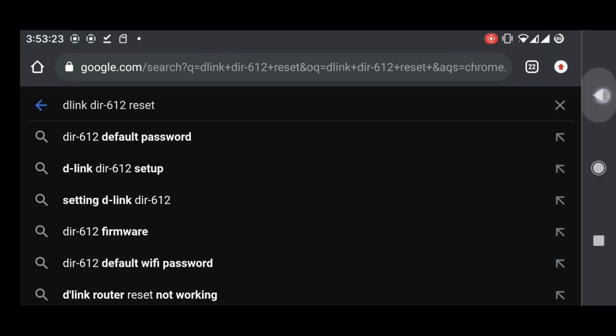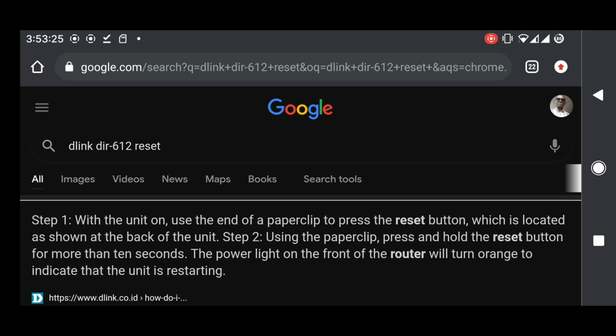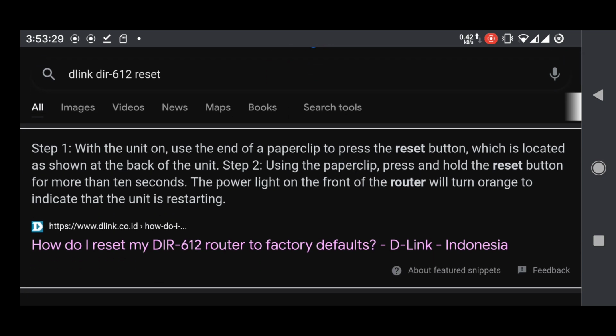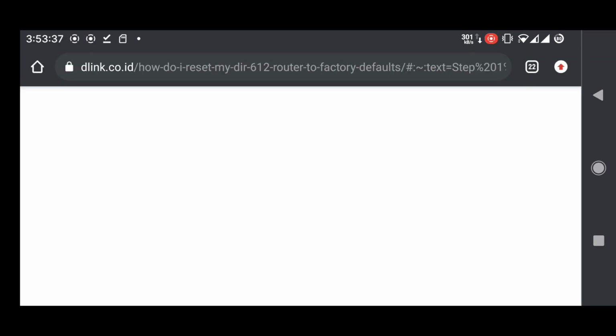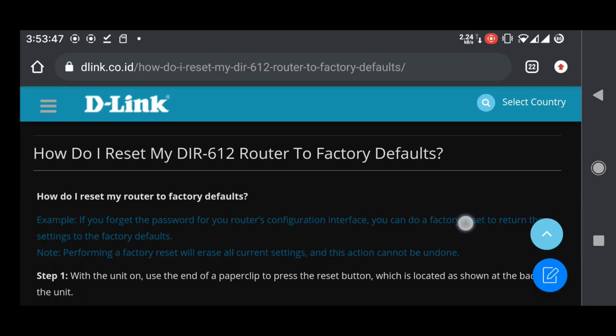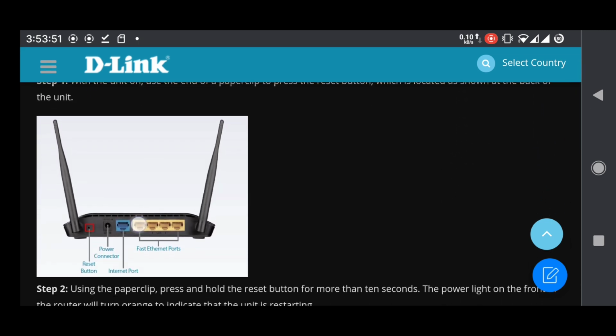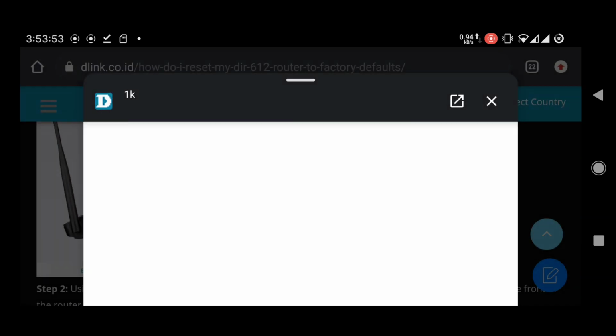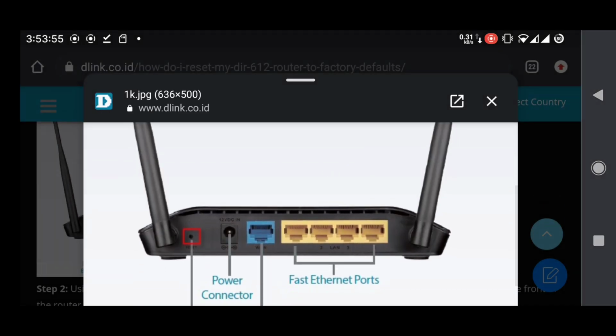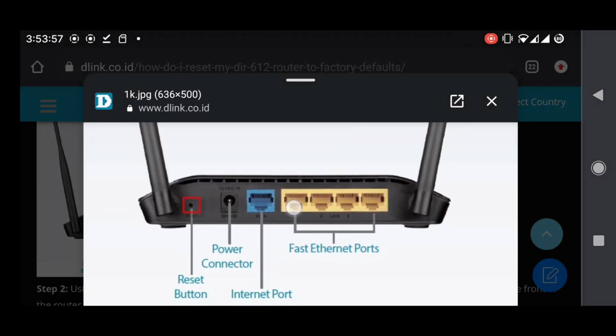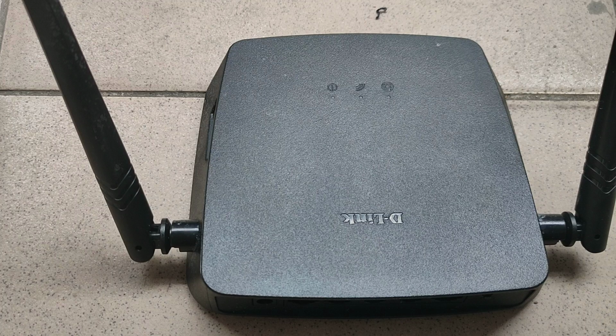You know, I always tease people when they have problems. I tell them to Google it. When it came to how to reset the D-Link DIR612 router, it was a different case. The official website showed how to reset it, but the unfortunate thing is that the router image they used for that was completely different from mine. It has a separate dedicated reset button, but mine was completely different.